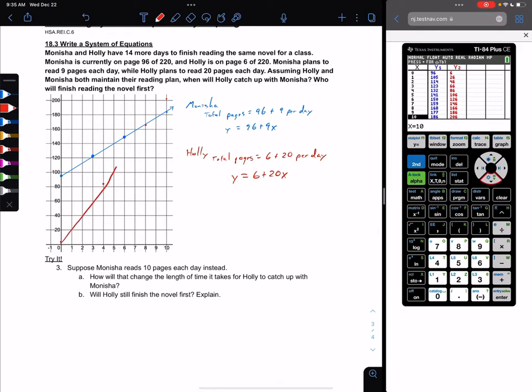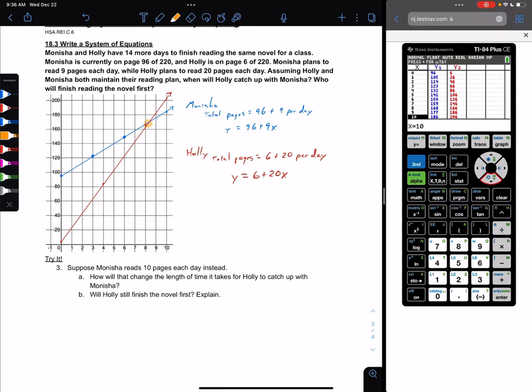All right, so let's try and draw this. Oh, that was pretty bad. Let's redo that. All right, not too bad. I'll take that. So we have our 2 points. Based on just drawing this by hand, we know that these intersect somewhere in this area. So again, this is a rough sketch. We don't know exactly where, but we can use the calculator for that. So the question is, assuming Holly and Monisha both maintain their reading plan, when will Holly catch up with Monisha? So it's going to be somewhere in that orange range. I'll use the graphing calculator to get the exact answer.